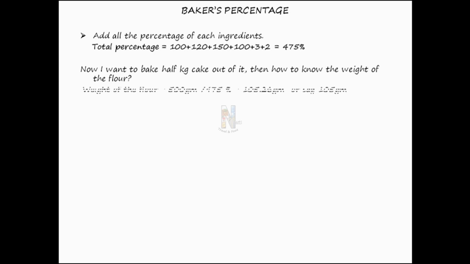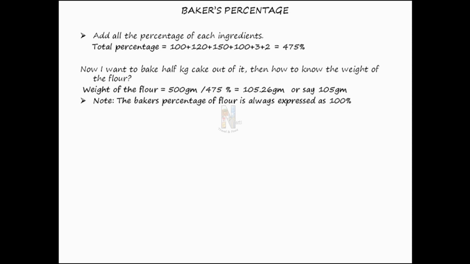Add all the percentages of each ingredient to get a total percentage. If you want to bake a half kg cake, you should know how to calculate the weight of the flour, which is 500 grams divided by the total percentage. You get the weight of the flour. Note, the baker's percentage of flour should always be expressed as 100%.